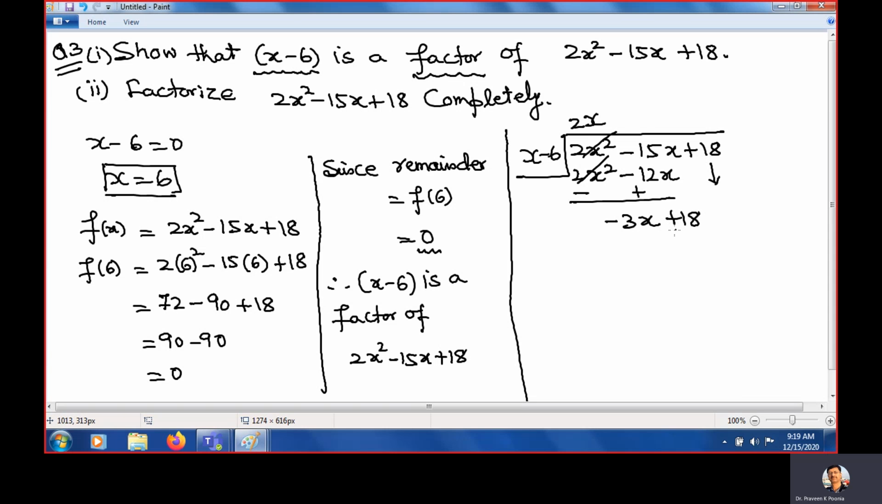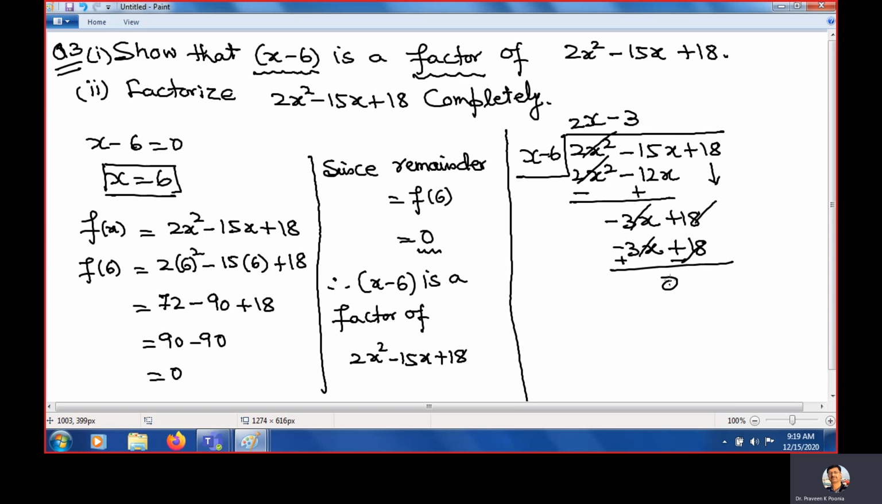Plus 18. Now x is here. What do we need? Minus 3. So minus 3x and minus 3x and plus 18. This is clear. Why? Because minus 3 into x is minus 3x, minus minus plus 18. Now subtract: plus minus, this cancels, 0.